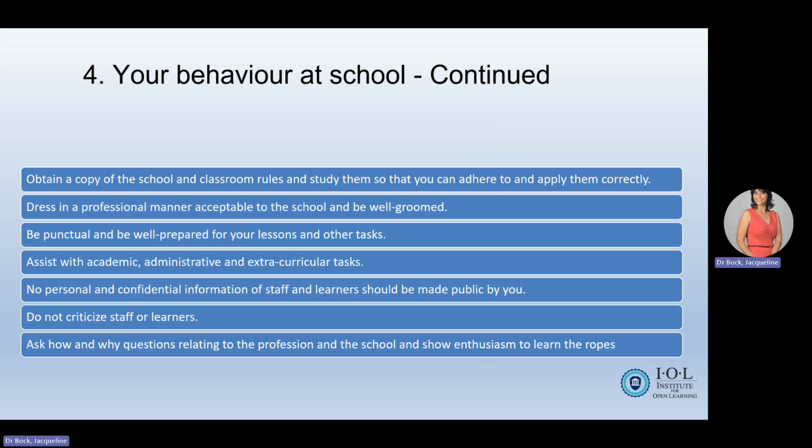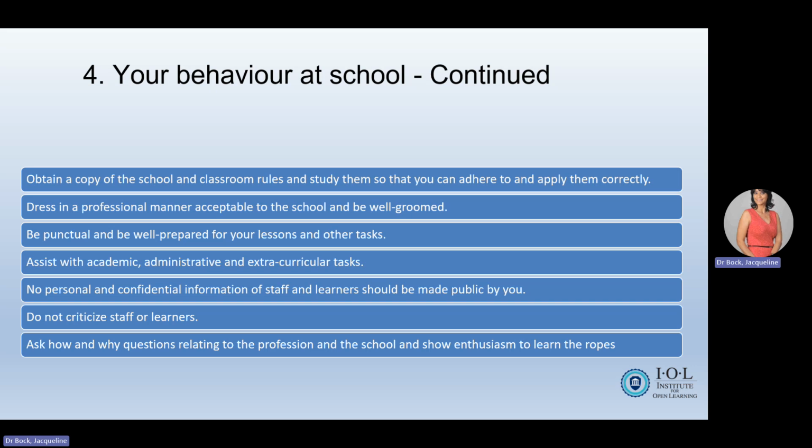So your behavior at the school continues. Once you have informed the school, say for example, that you were absent because you were sick, that is done. But also, once you get to the school, one of the most important things is that you should get a copy of the school and class rules, and you need to study these rules so that you can adhere to and apply them correctly.